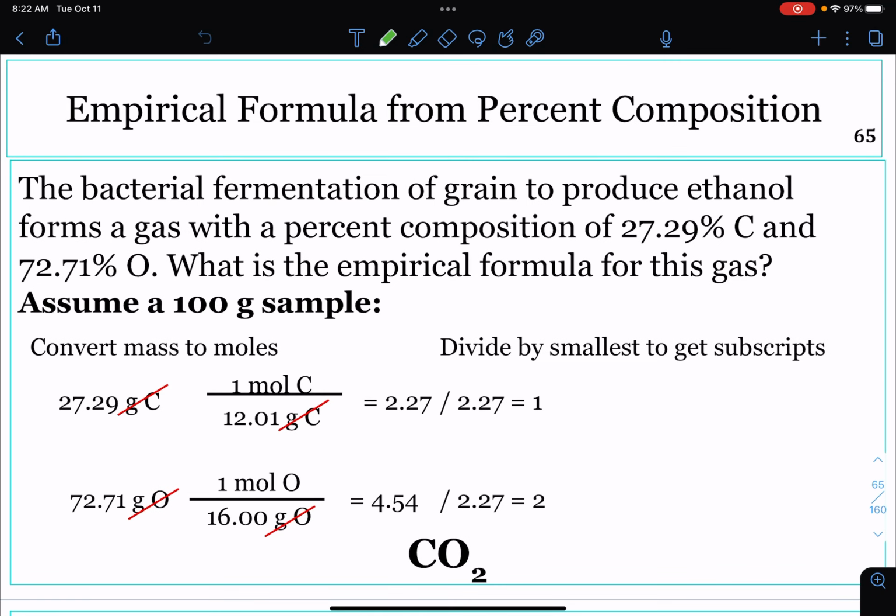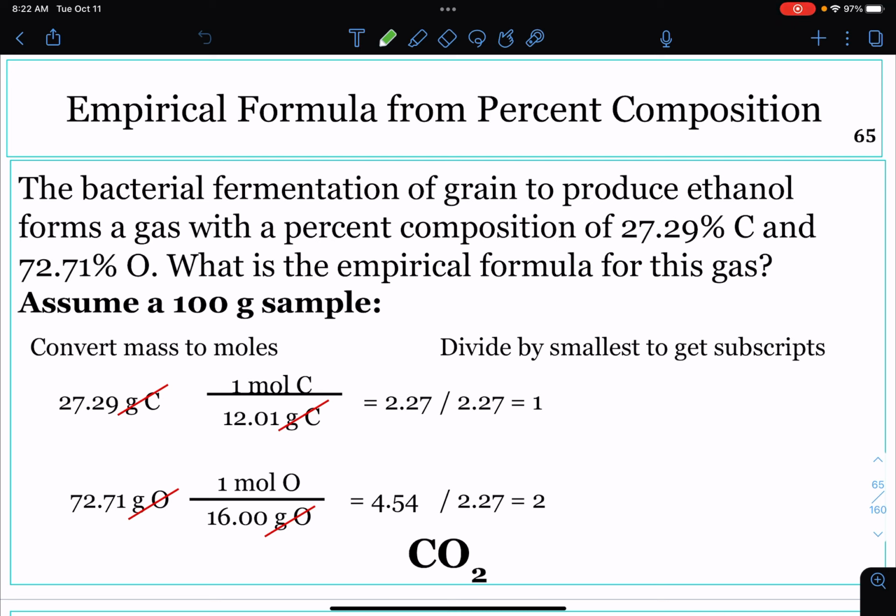If we assume we have a 100-gram sample, then we have 27.29 grams of carbon and 72.71 grams of oxygen. Convert both of these masses to moles using the molar masses of each element. Then we divide both the mole amounts by the smallest mole amount, which gives us the mole ratios. The empirical formula is CO2, and this is what we learned in the last video. Now for this example, this happens to also be the molecular or true formula.